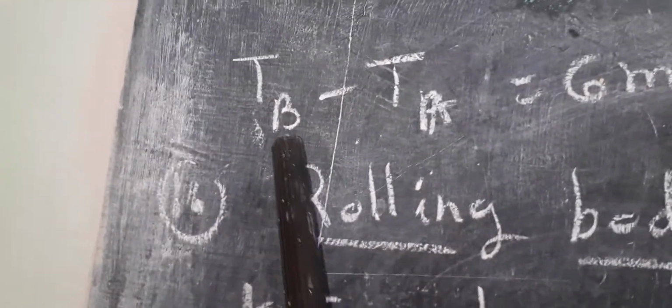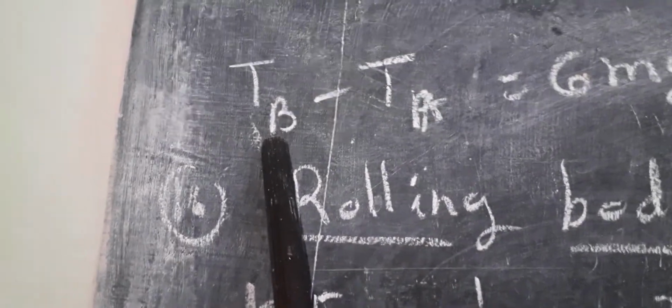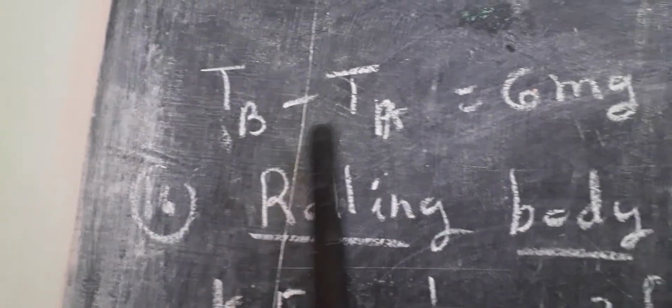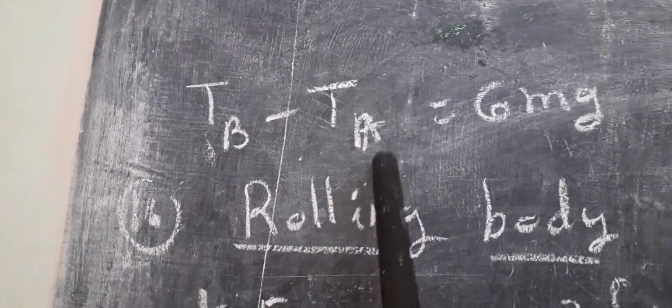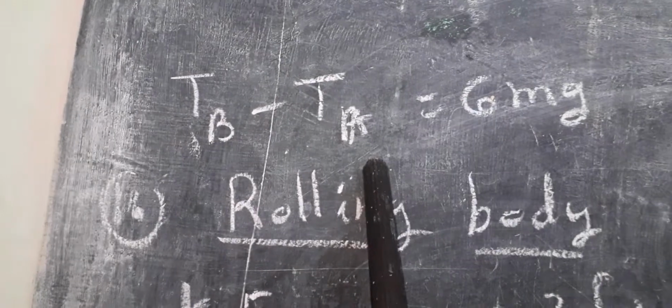Now, the difference in tension at bottom point and at top point. The difference between these tensions is 6 mg.